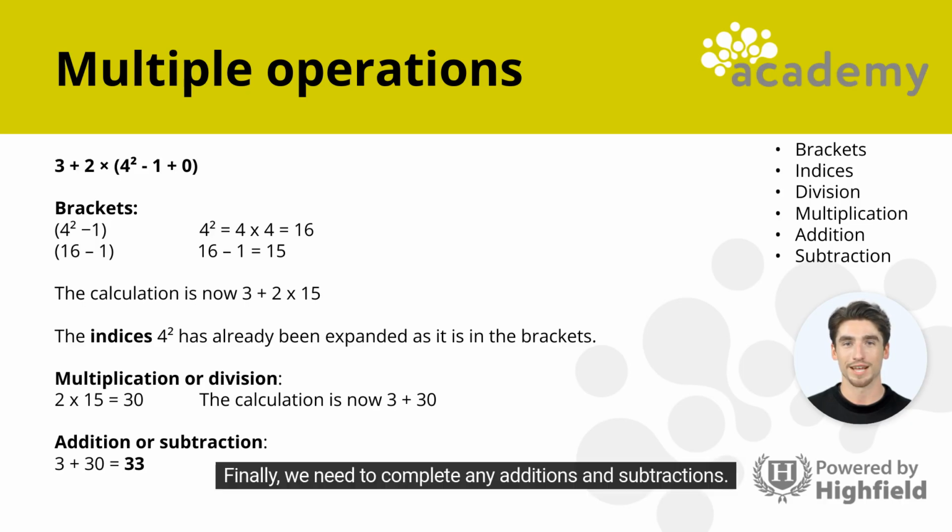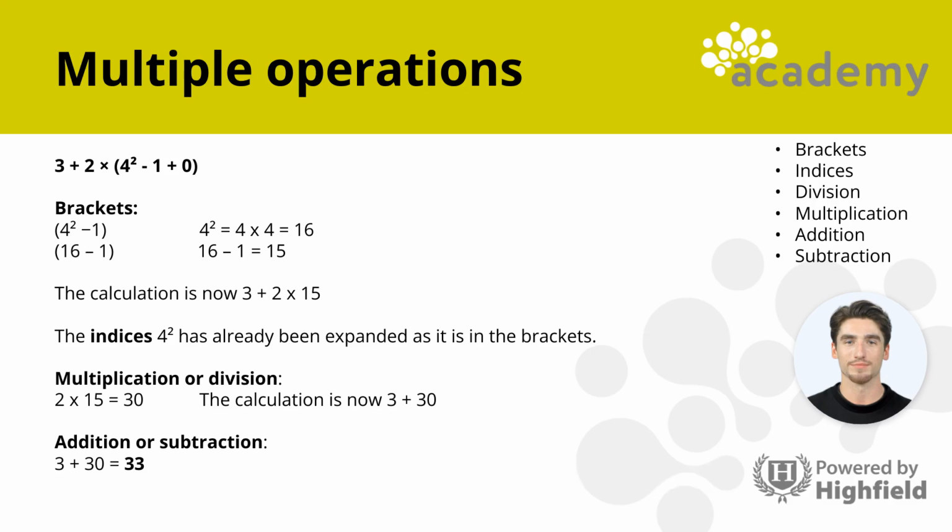Finally, we need to complete any additions and subtractions. There are no subtractions. There is only 3 plus 30. 3 plus 30 equals 33. The answer is 33.